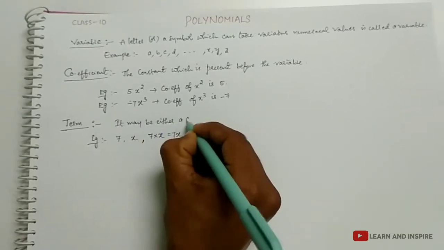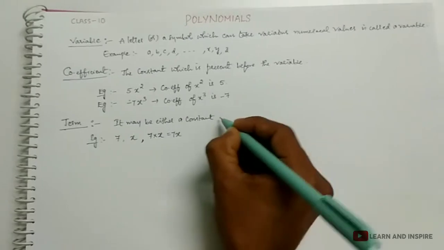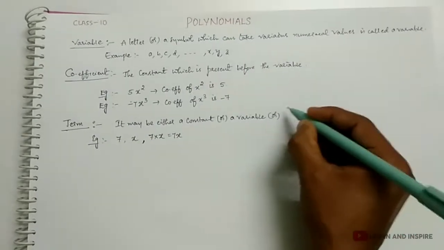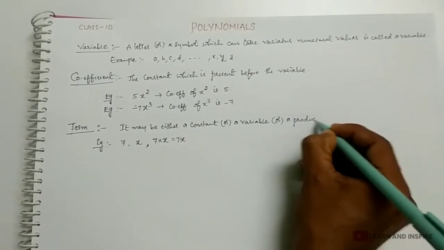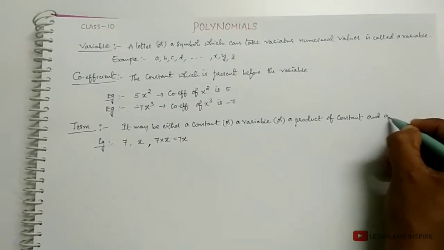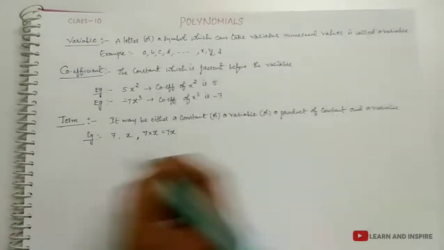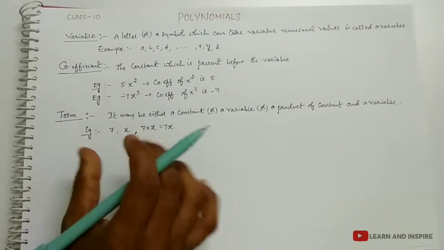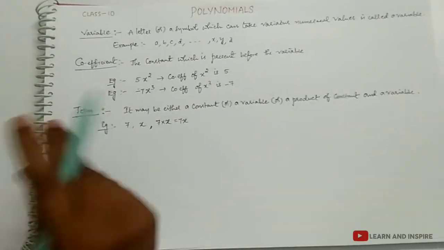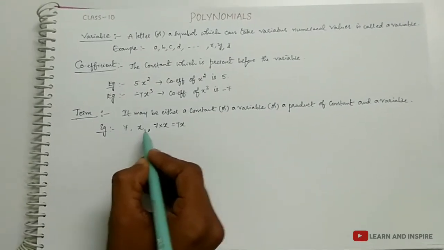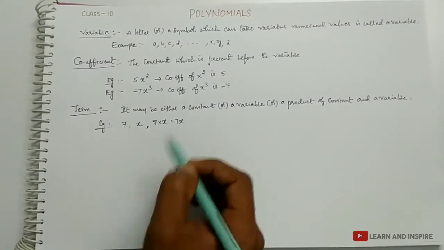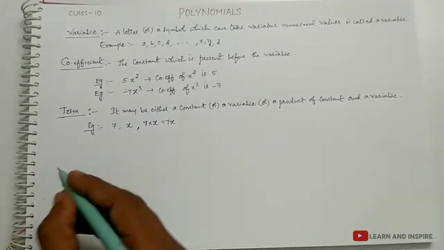So a term may be either a constant, or a variable, or a product of a constant and a variable. Simple definition. For example, 7 is a constant, x is a variable, and 7x is a product of a constant and a variable. Understood?